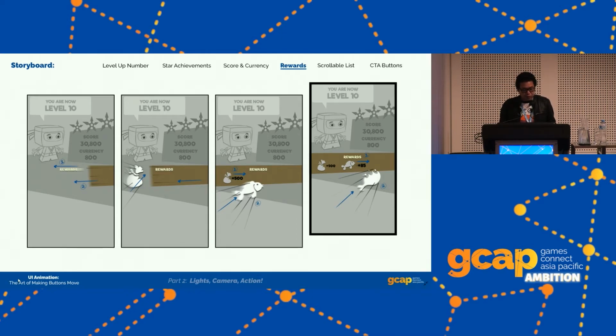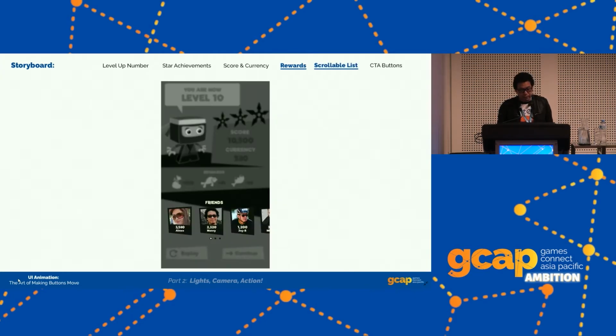I won't show the resulting animation for this category since it's short, and we'll proceed to the next one, which is the scrollable list. But at the end of the scrollable list storyboard, I'll show its animation combined with rewards. Both have toned down animations, so it makes sense to bundle them up together.